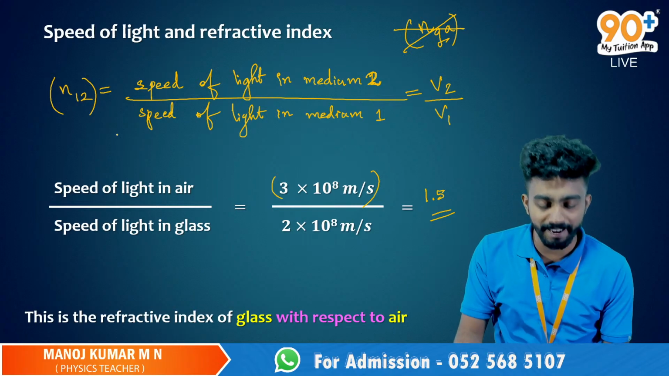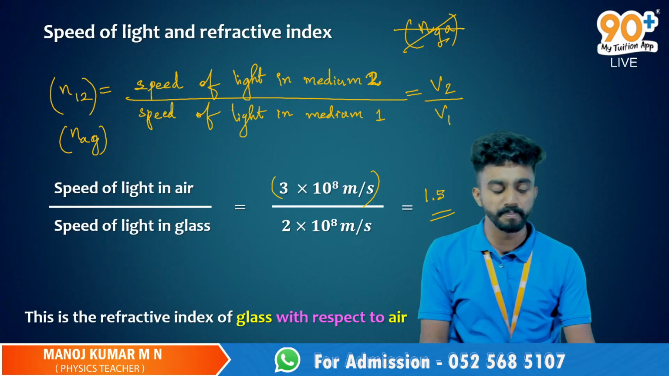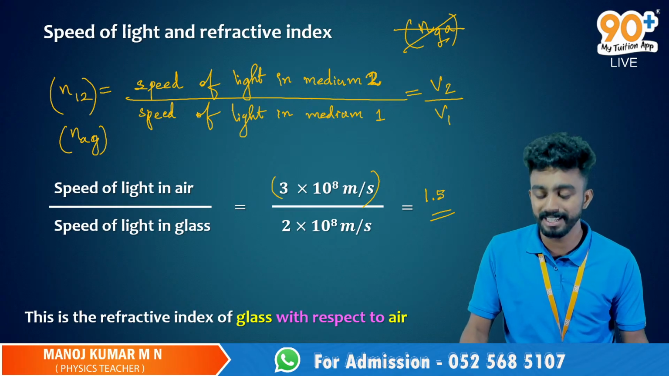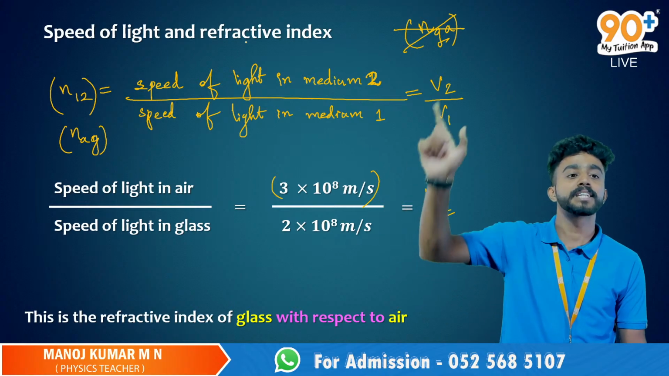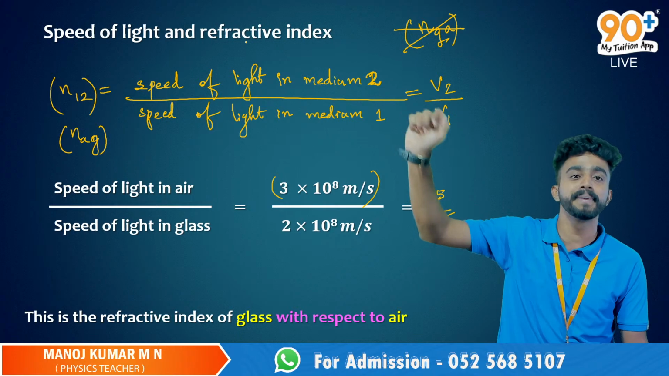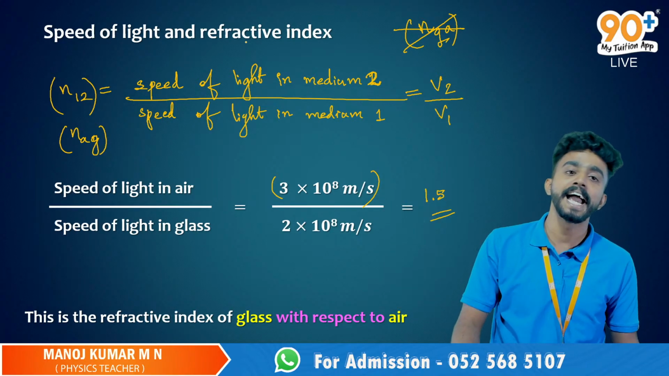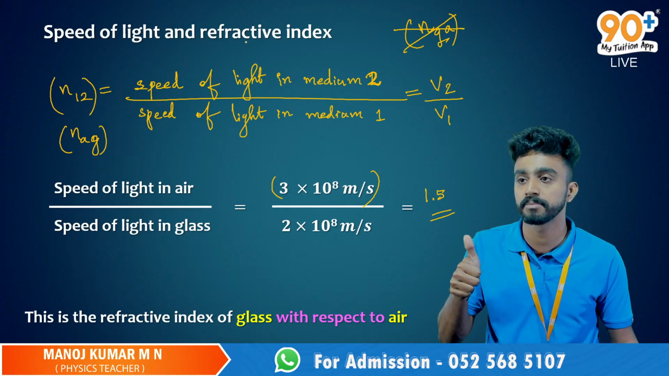With respect to N12, you can write NAG, because here medium 2 is air and medium 1 is glass. So this is the general case of it. If you are calculating it with respect to medium 2 and 1, it is NAG; if you are calculating with medium 1 and 2, it will be NGA. So the general case is N21 and N12. Understood, Sridhya? Got it? Give me a thumbs up.